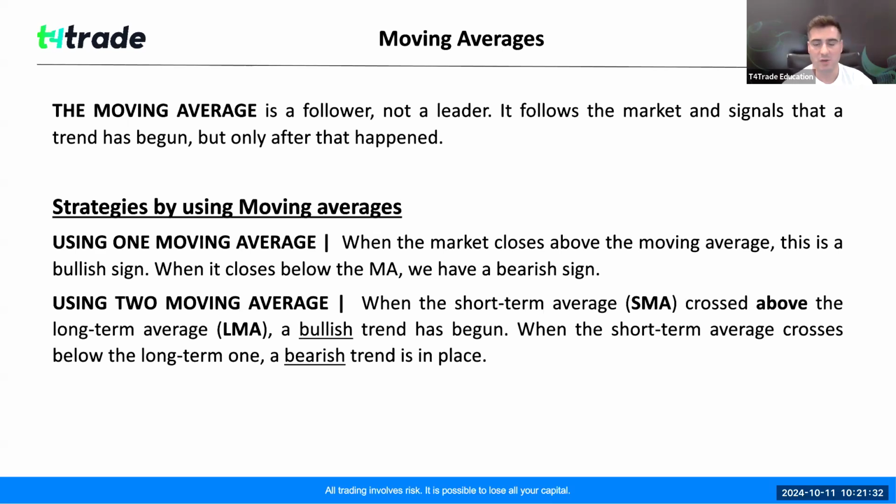So strategies, in a sense, moving average strategies. Using one moving average is super, super simple, but it has its advantages, mainly because the fewer parameters you have, the less overwhelming you're going to feel. But at the end of the day, it's not as good as using two moving averages. So a single moving average, using only one moving average.